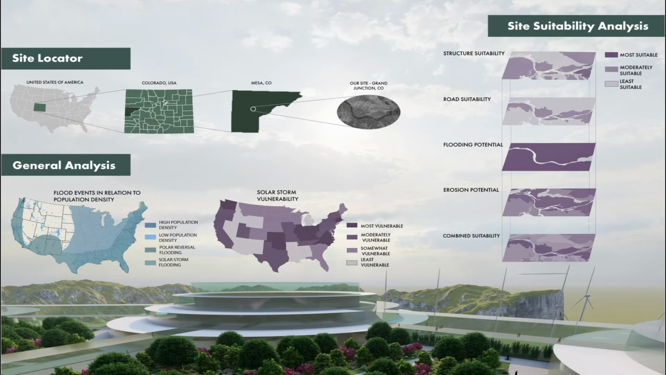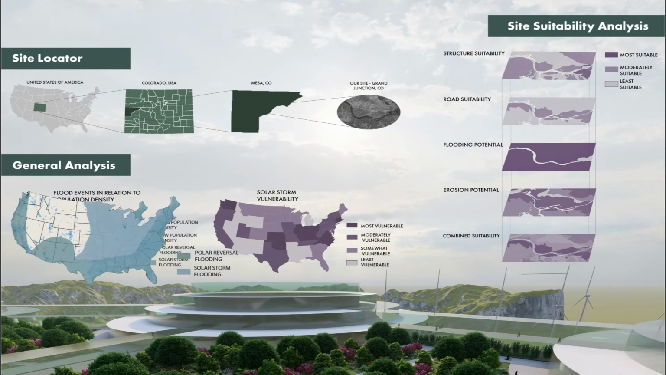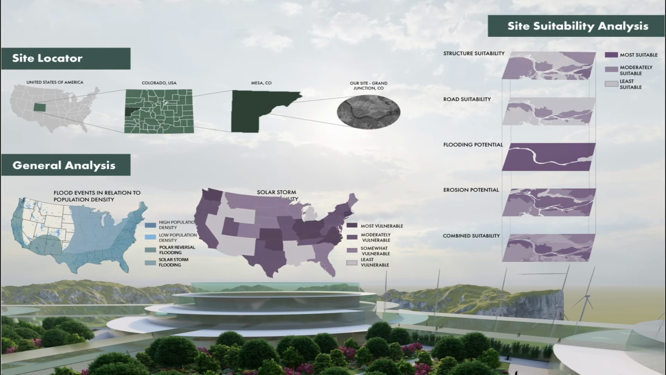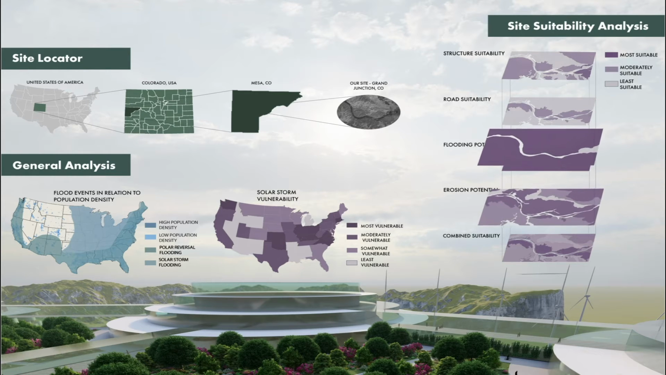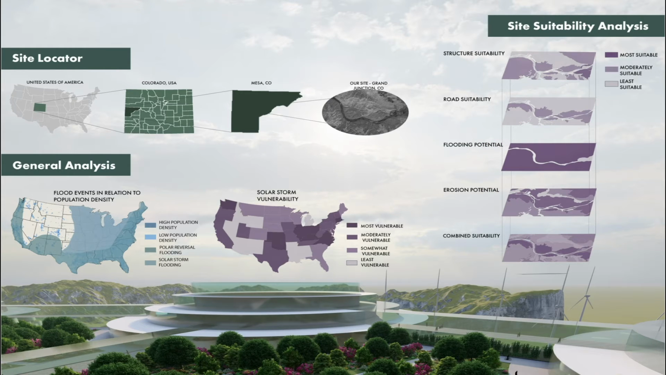The Evacuation Center is located in Mesa County, Colorado. When choosing a suitable site, it was imperative to select a site outside of the polar reversal and solar flooding areas, while keeping in mind areas that are more vulnerable to solar storms. This led to the selection of Colorado since it was close to a military base and space hub. We analyzed the structure and road suitability in addition to flooding and erosion vulnerability. After combining these criteria, we found the ideal site location in Grand Junction, Colorado, right off the Colorado River.